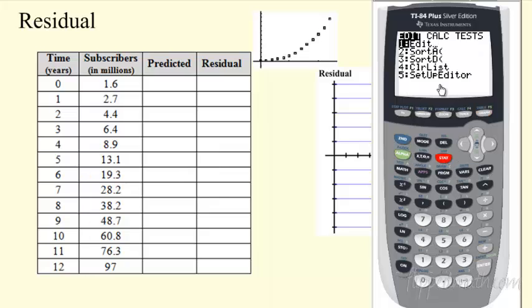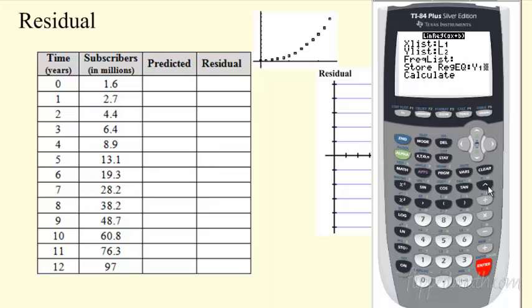So here's a quick review. We're going to hit stat, and then remember, slide over to calculate. And we're going to go to number 4, linear regression. So we're going to do our linear regression, and I'm going to go ahead and store it in y1 because I want to see that line in there. So remember to find that y, it's under variables, slide over to y variables, function, and y1.